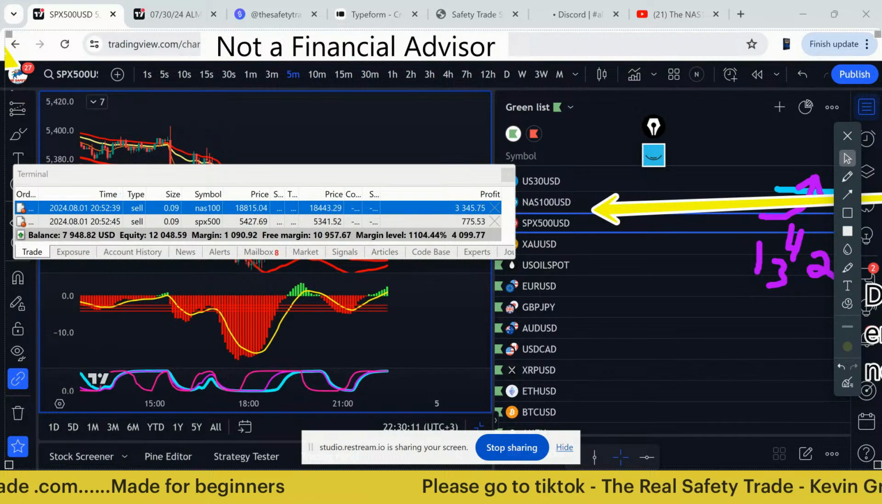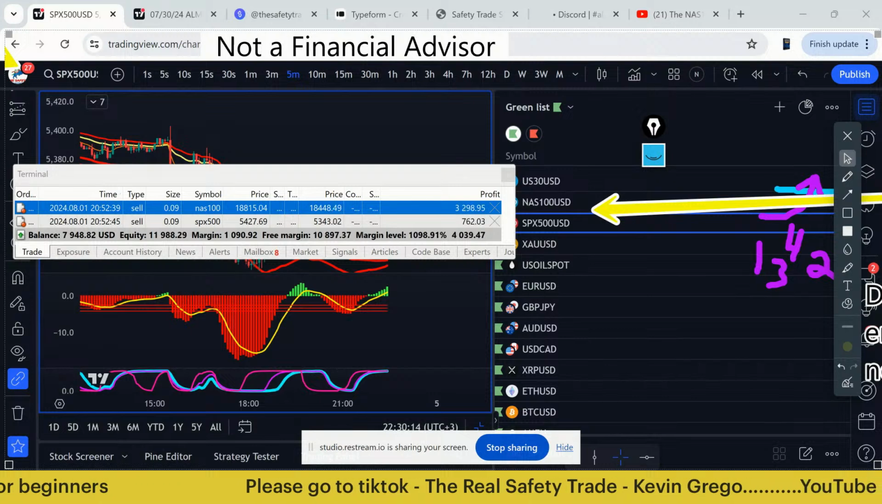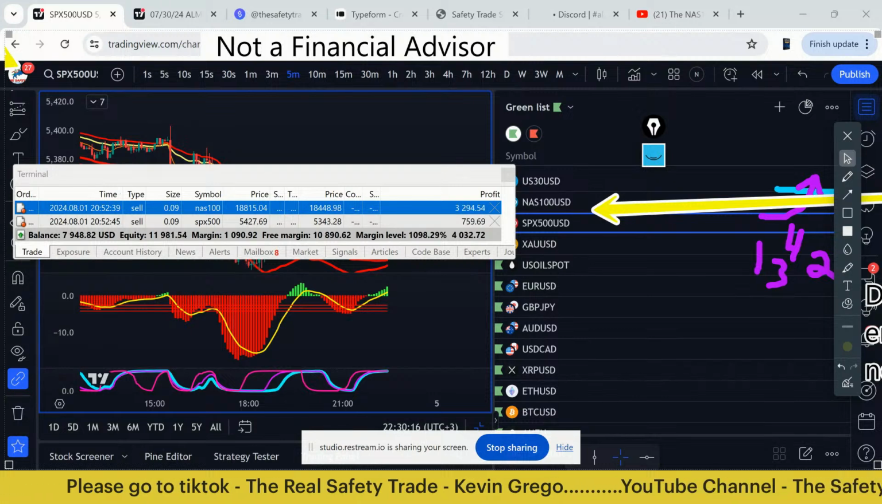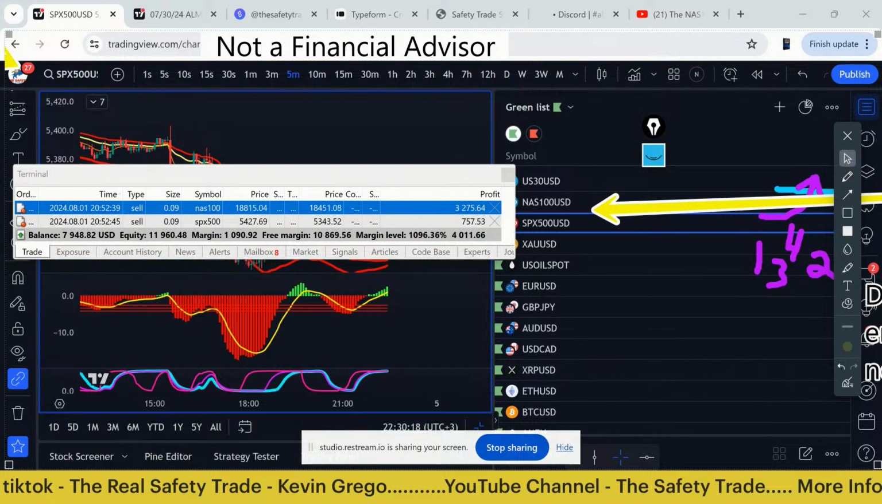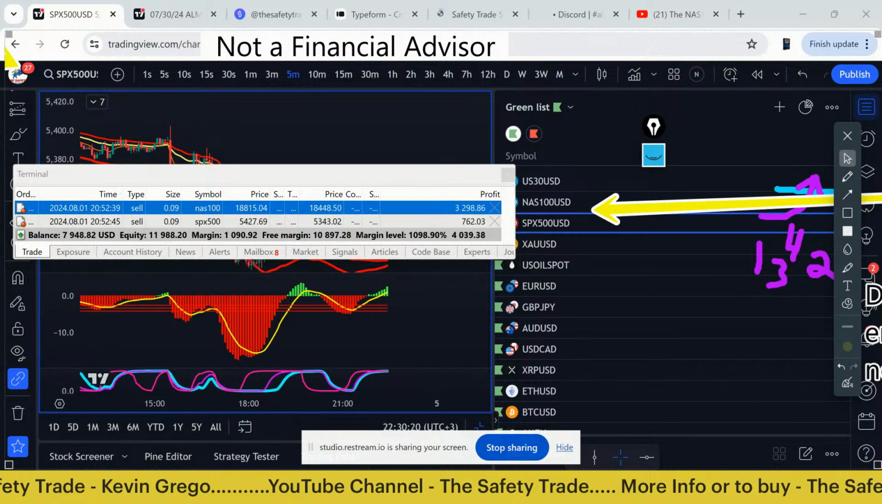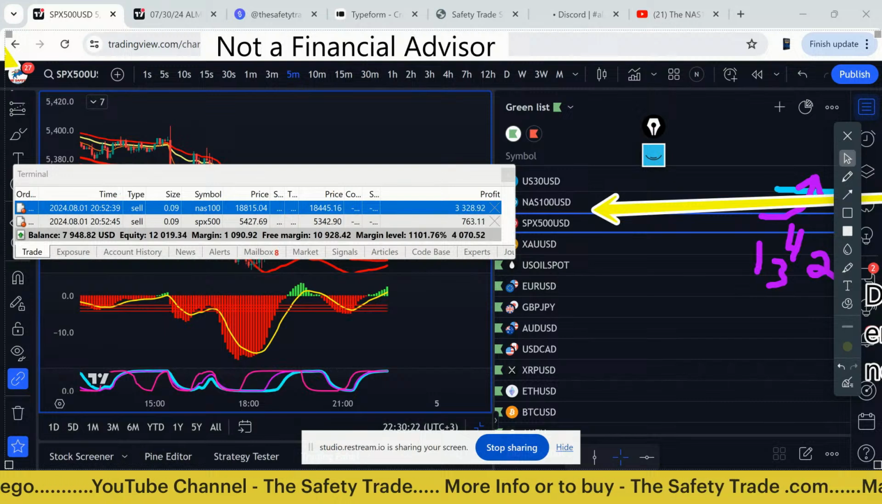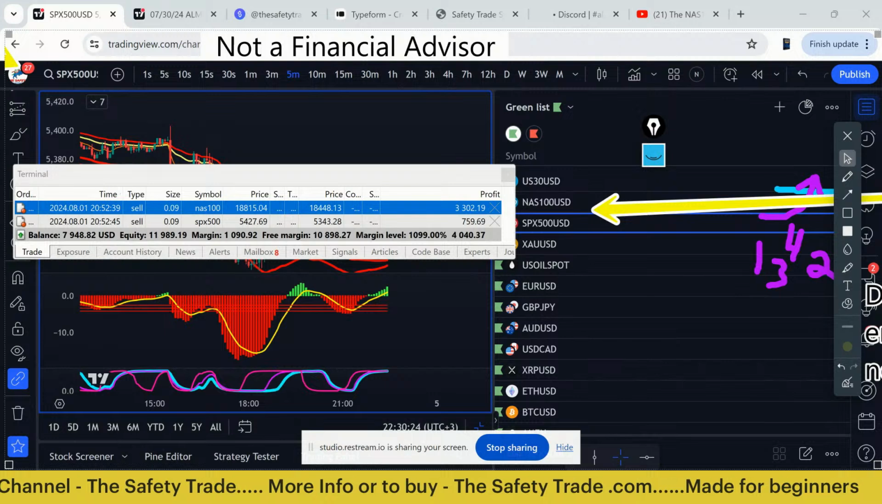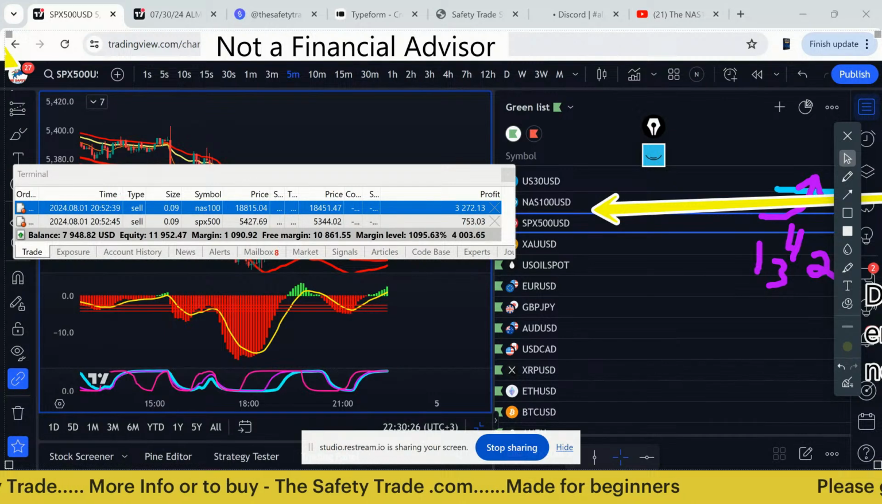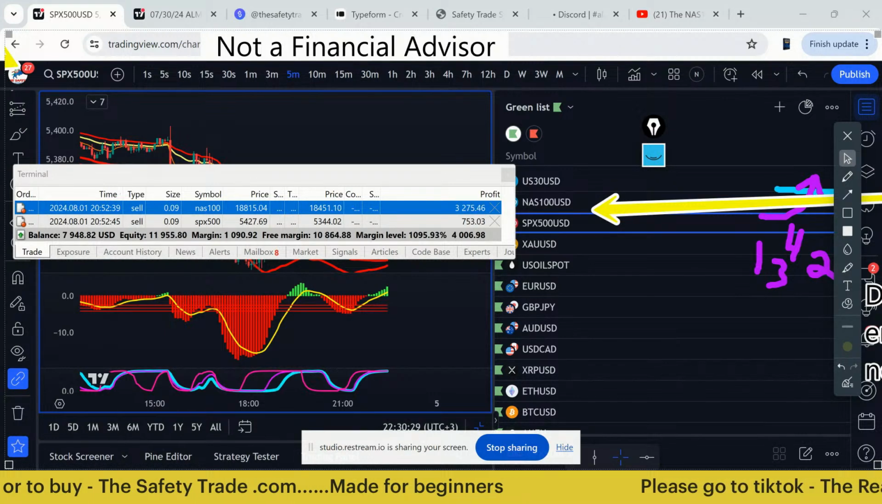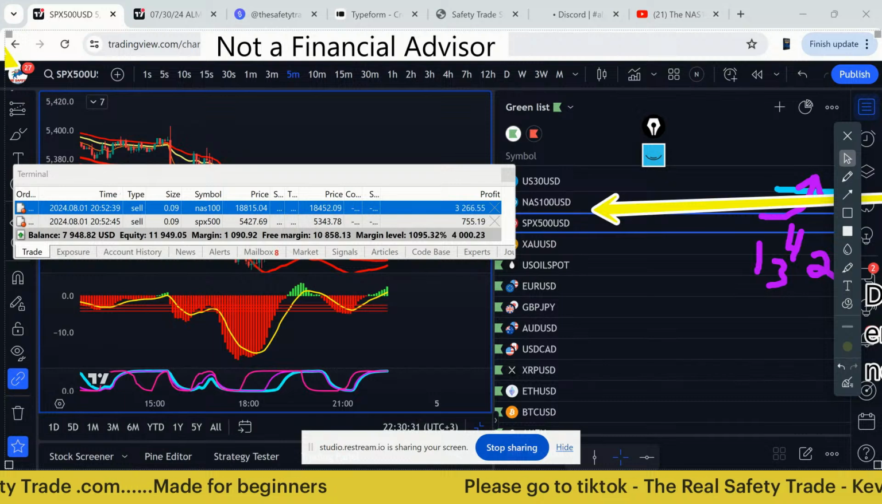Wasn't going to come on Friday afternoon, but I decided to come on. Figured why not? Kind of cut you guys short this morning. So we're on now. Got about another hour and a half or so of trading.